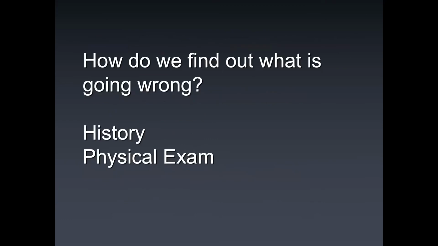So how do we find out what is going wrong? We can do a history and a physical exam. For the history, there's 4 or 5 basic questions, and then there's a whole bunch of other questions that can be related to those 5. The important ones are, when did it start? How long has it been going? How has it been going? Is it getting worse? Is it getting better? Does it come and go? Does it respond to treatment? And if so, how did it respond to treatment? And then we've got to do a physical exam.